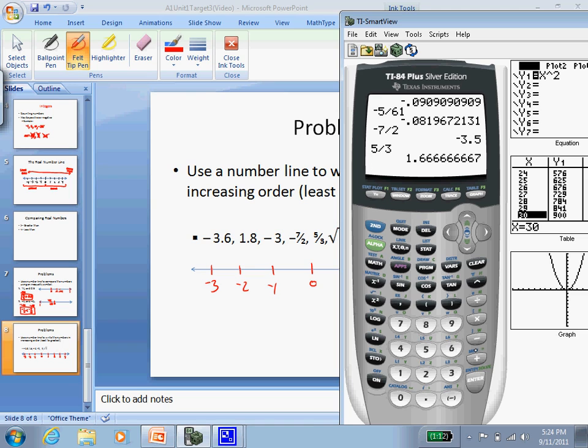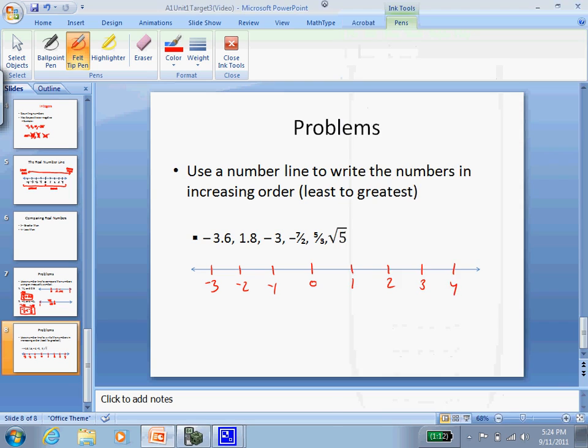And then I do square root of 5. To do square roots on your graphing calculator, hit second up here in the top left, and then hit the x squared button down here on the left. That'll give you a square root. And then square root of 5. We find that's about 2.23. So we have negative 3.5, we have 1.6, and then 2.3.